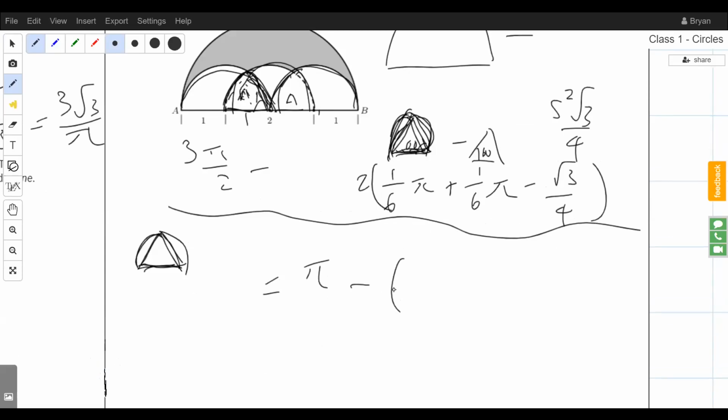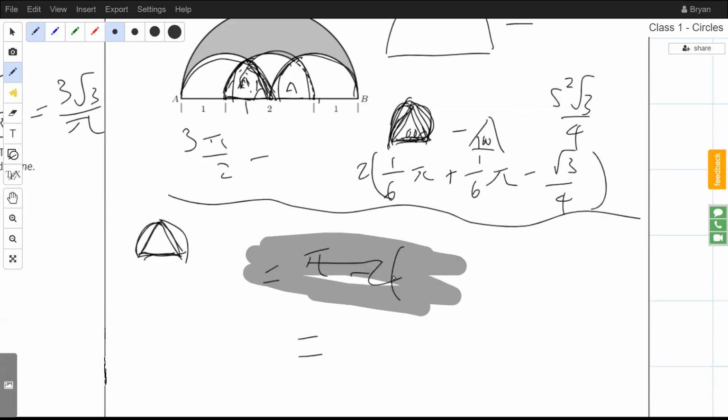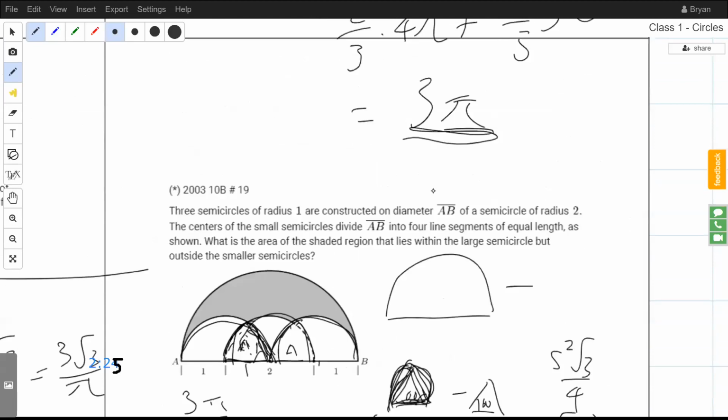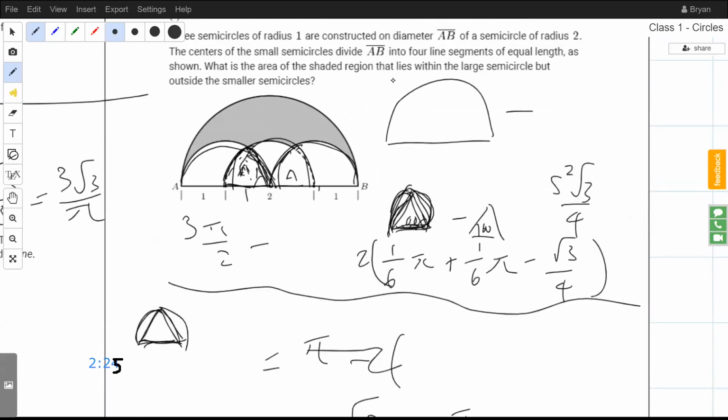But either way, I'll let you guys finish this calculation. You'll get that the final answer is going to be the square root 3 over 4 minus pi over 24. And I'll leave you with that.